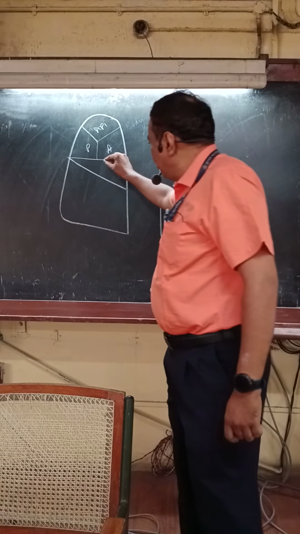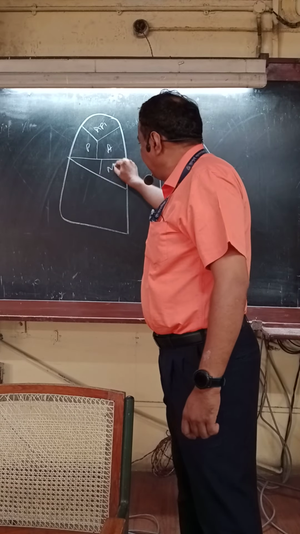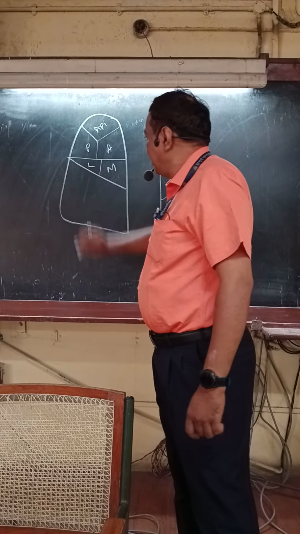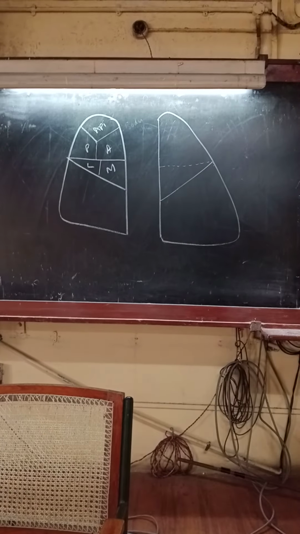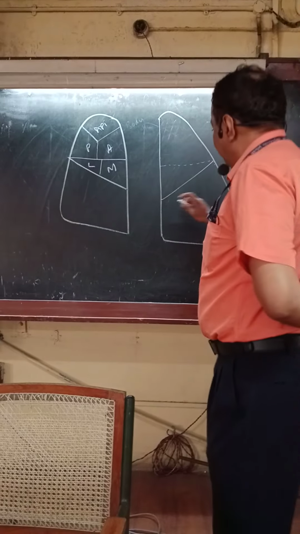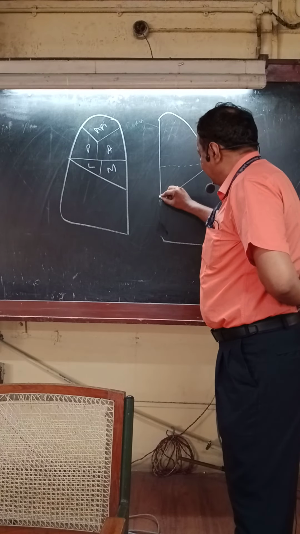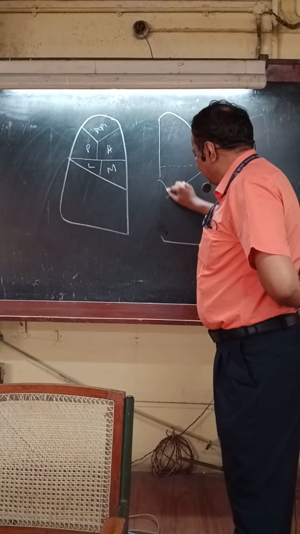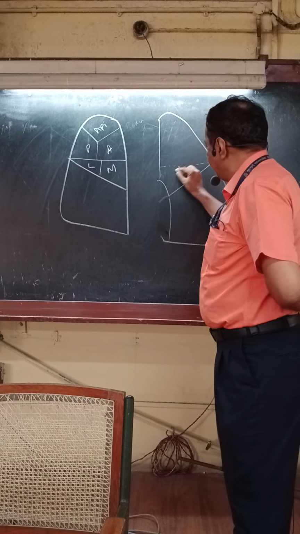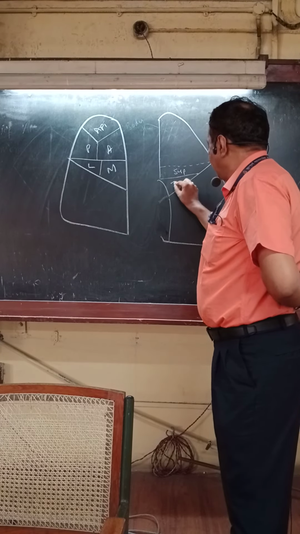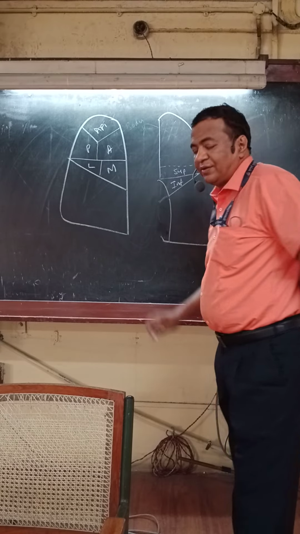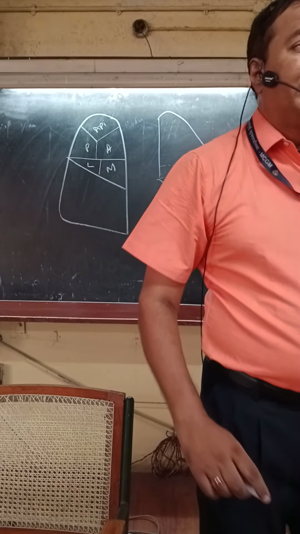Now in the middle lobe, medial and lateral. While on the left side, superior and inferior.